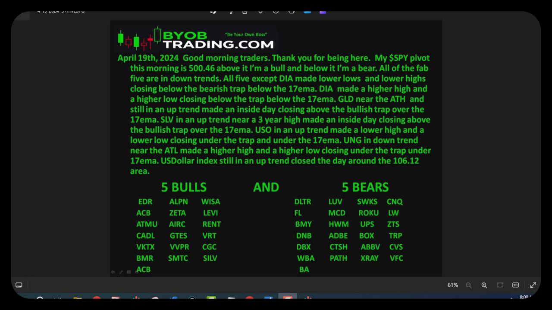Gold near an all-time high and still in an uptrend, made an inside day, closing above the bullish trap over the 17 EMA. Silver's in an uptrend near a 3-year high, made an inside day, closing above the bullish trap over the 17 EMA. USO still in an uptrend, made a lower high and a lower low, closing under the trap and under the 17 EMA.